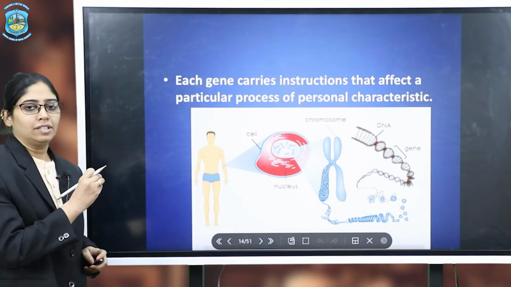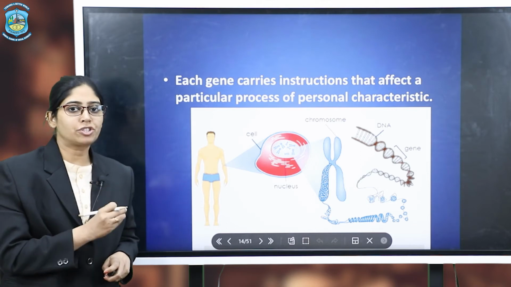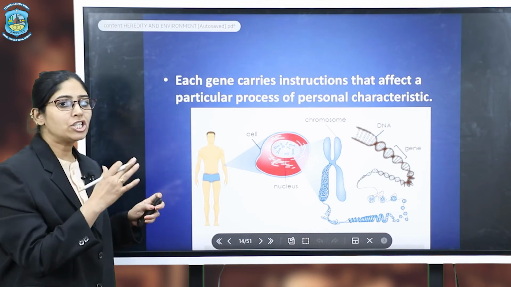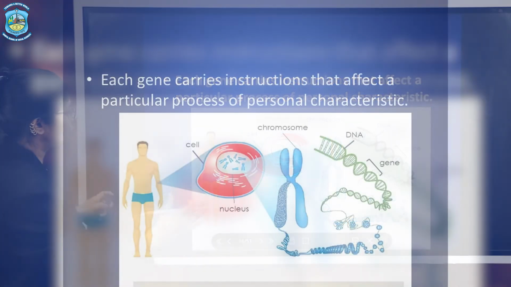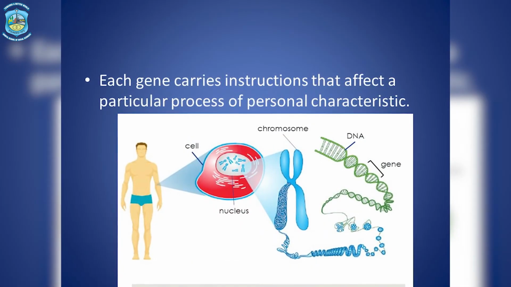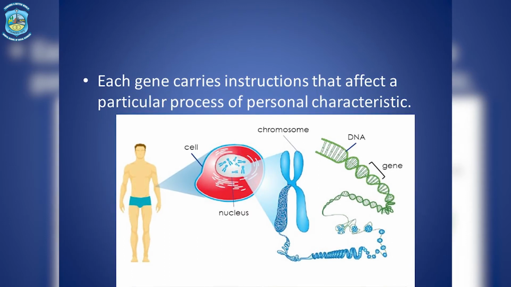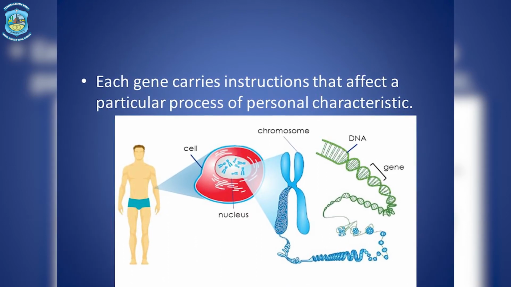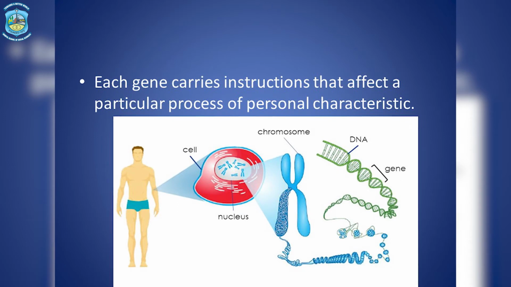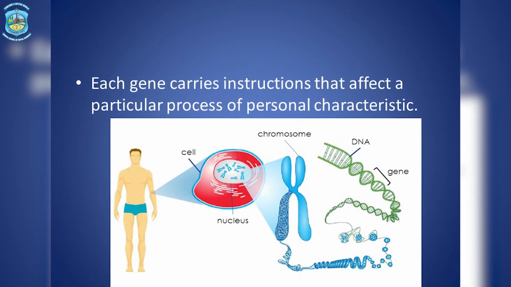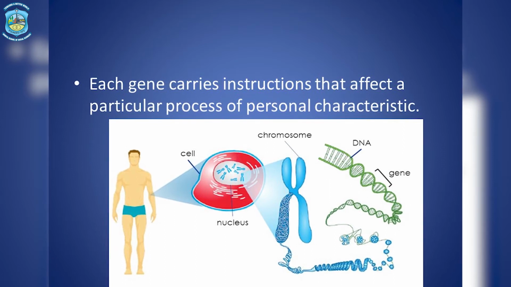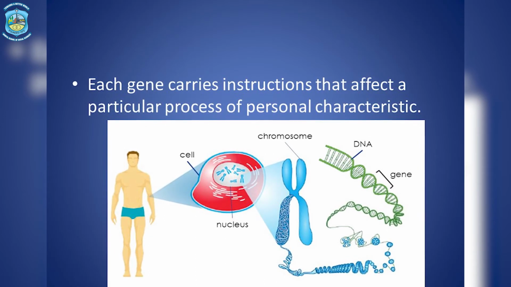Each gene carries instructions that affect a particular process of personal characteristics. Like from the picture also it becomes clear that every human body has a cell. All the cells have the nucleus carrying the chromosomes. The chromosome is a thread-like structure. The thread-like structure carries the genes. That is a blueprint which makes the structure of the human body.